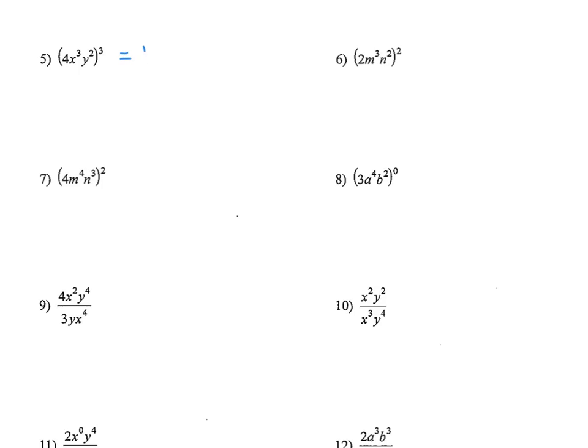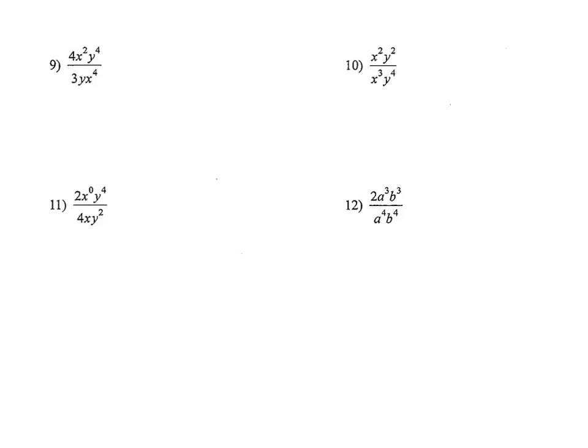4 cubed is 64, and then x to the third means 3 times 3 gives me x to the 9th, and y to the second to the third multiply and gives me y to the 6th. That's my final answer. Remember that anything to the 0 exponent is really a 1, and this whole thing is to the 0 exponent. So guess what that answer is? I'll let you guess. This third set is division.